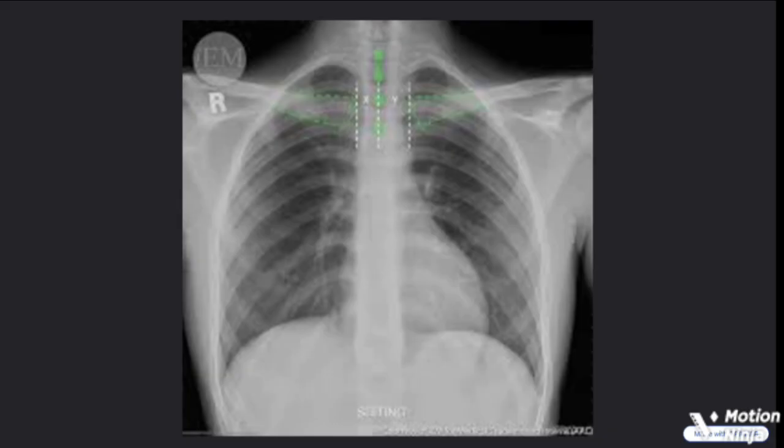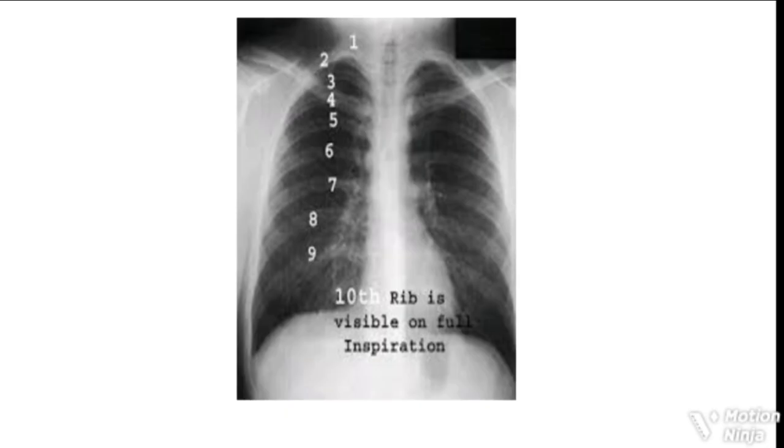How will you look for rotation? The central lines are the spine, and you look for the distance from the spine to the medial end of the clavicle. It should be equidistant on both sides. If the film is rotated to the right, that means the distance from the spine to the medial end of the clavicle on the right side is shorter compared to that of the left. So, in a rotated film, you cannot properly interpret a chest X-ray.